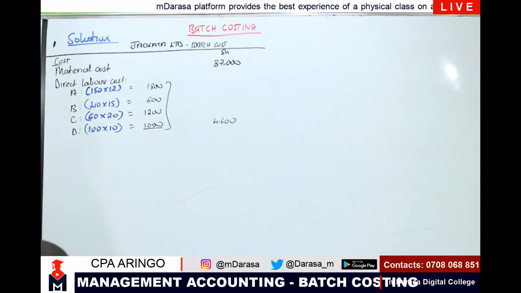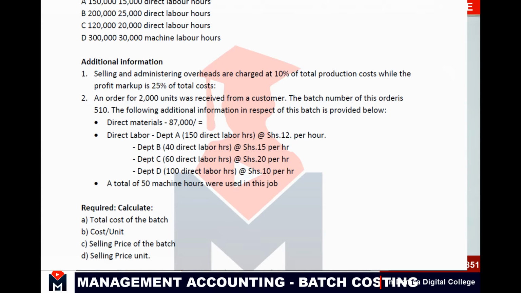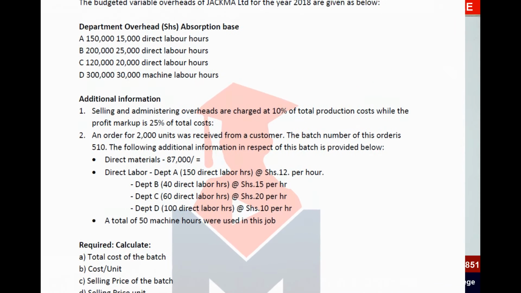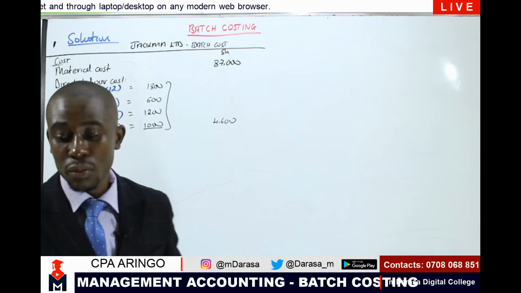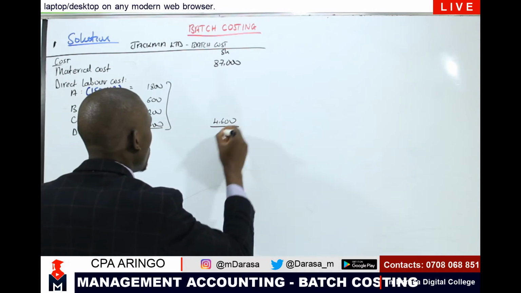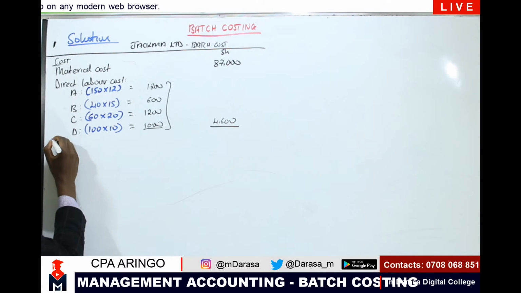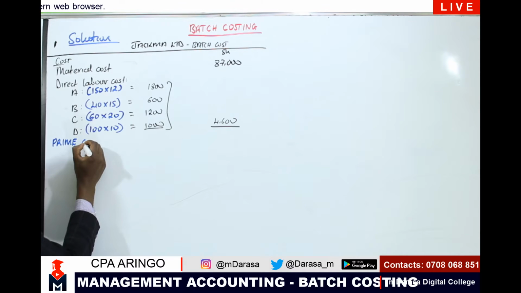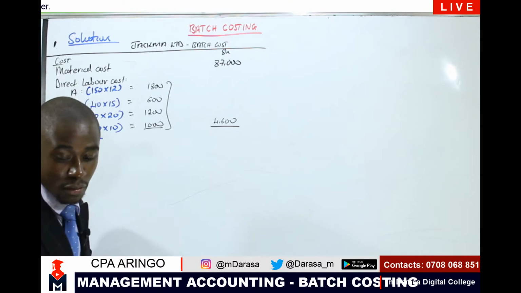So for direct labor cost, department A, I'm given how much? Come back to our question. I was told that department A has 150 direct labor hours, and each hour I was paying 12. So I'd have 150 by 12. Department B, I'm given 40 direct labor hours, and each hour I was paying 15 shillings. So 40 by 15. Department C has 60 direct labor hours, and each I was paying 20 shillings. So 60 by 20. Then D, I'm having 100 hours, and I'm paying 10 shillings each.